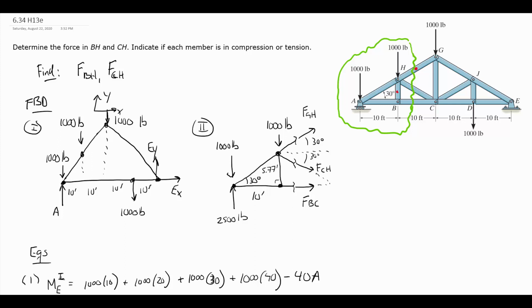And what I'll do also is I'll draw point C here. We'll see why it will be helpful in the equation step in a moment. But it's still a point in this picture, and FCH and FBC are going to have their lines of action pass through point C. So we'll see what its utility is in a moment.